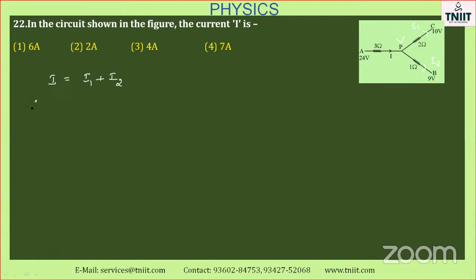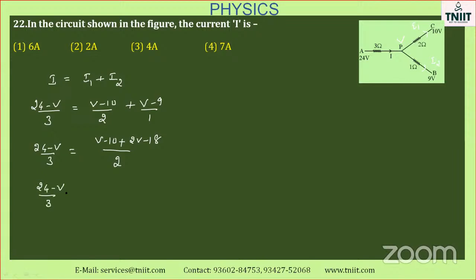What is the total current? Potential difference by the resistance 3. I1 is (V minus 10) by 2. I2 is (V minus 9) by 1. So the total current is (24 minus V) by 3. Taking the LCM as 2: V minus 10 plus 2V minus 18. So (24 minus V) by 3 equals (3V minus 28) by 2.